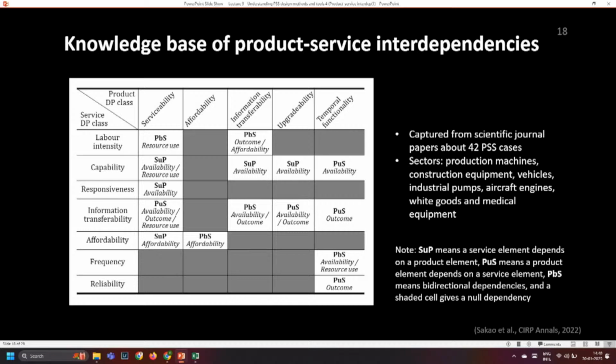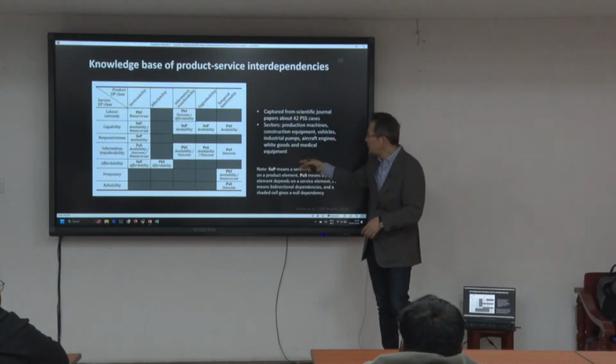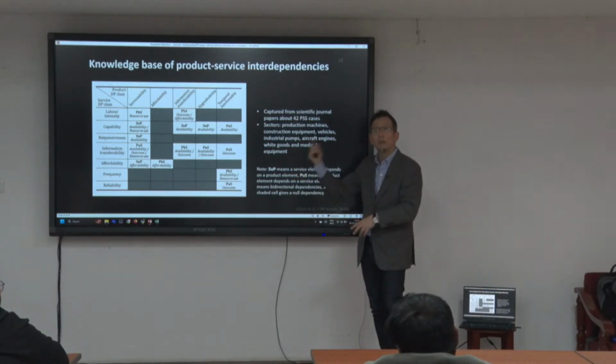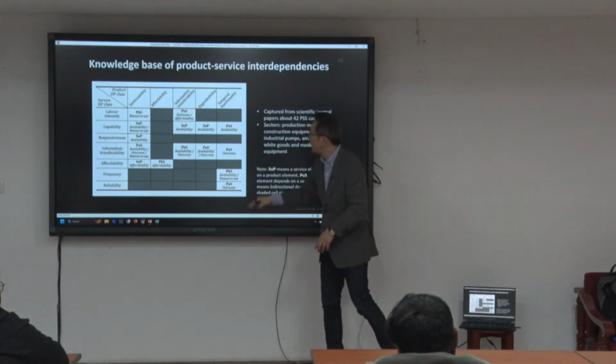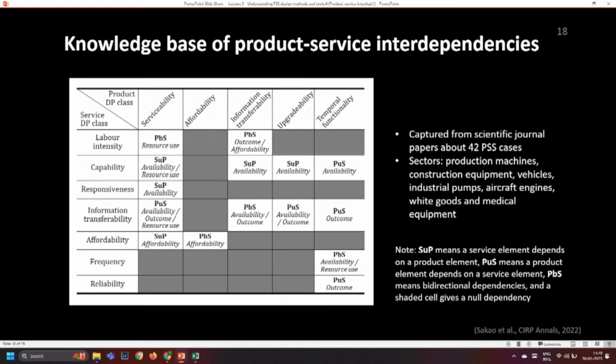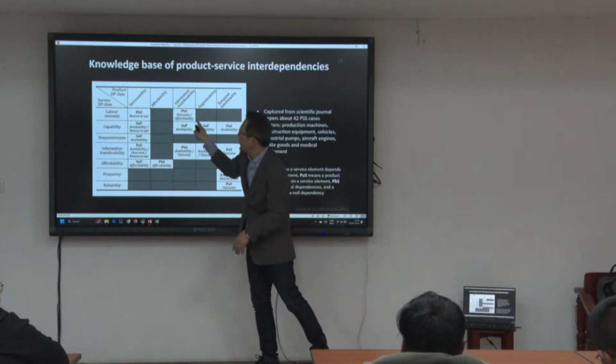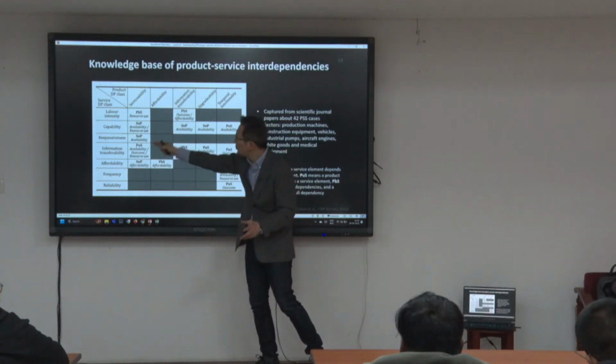And in the matrix, you see the direction of the dependencies. In the previous examples, you saw the direction of the dependency with the arrows, no? With the direction of arrows. But here it's indicated by PUS, PBS, or SUP. It's a matter of representation. The same information is conveyed. Okay? And one more aspect shown on this matrix is the PSS design parameter classes are also shown in the matrix.